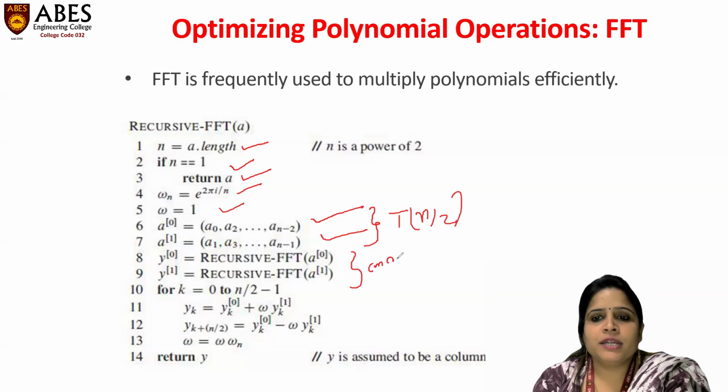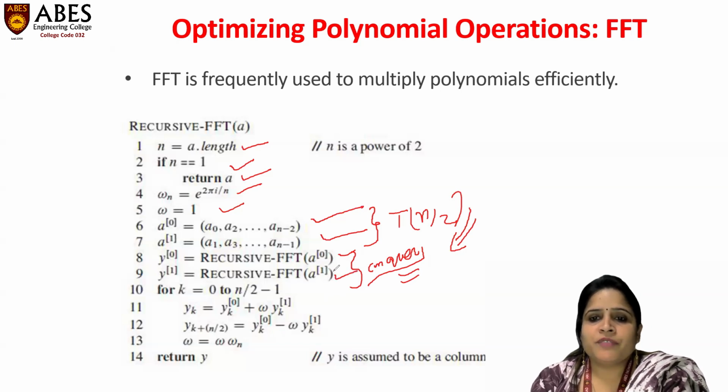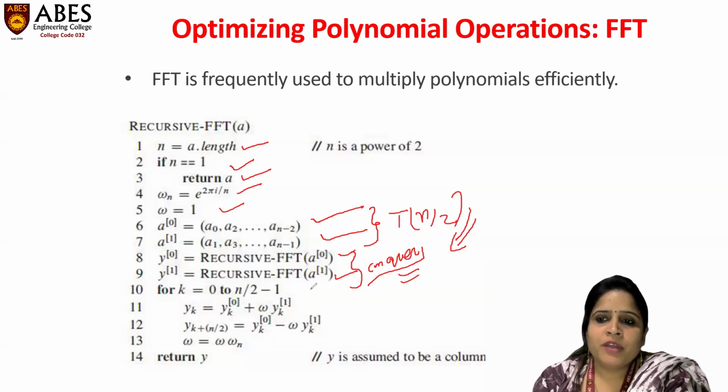And then step number 2, that is the conquer approach. What do we have to do in the conquer approach? In the conquer approach, we have to solve these two n by 2 size problems recursively. y naught is equal to recursive FFT of A naught, that is the recursive approach. Then again y of 1 is equal to the odd index terms, recursive FFT of A of 1.